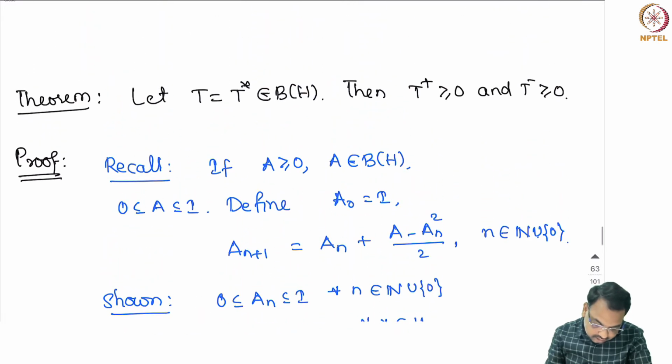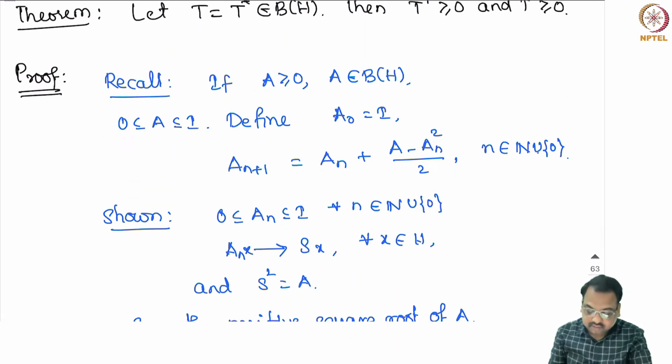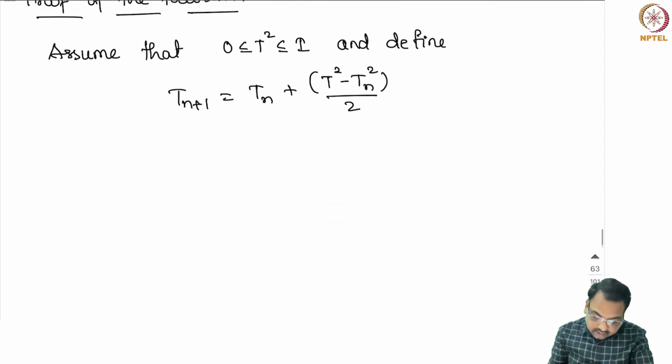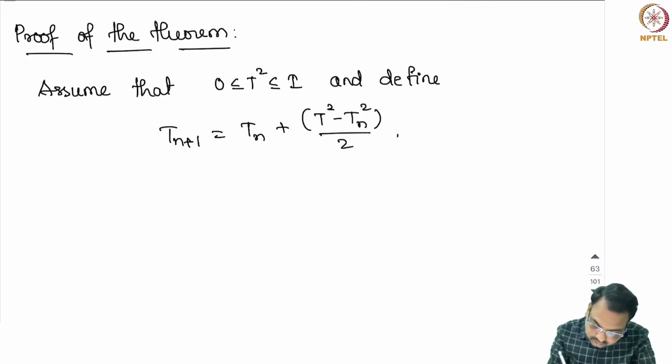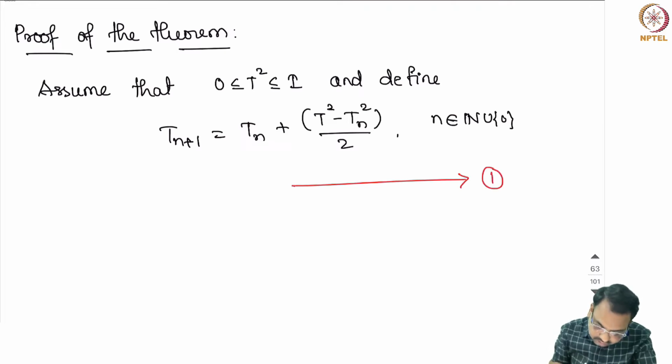In the earlier result we used A instead of A square because we want to approximate the square root of A, and we know that A is positive. In the present case, T square is positive, so we want to approximate the square root of T square, that is mod T. So here also we can take n in N union 0. Let us call this equation 1. As in the earlier case, define T naught to be identity.